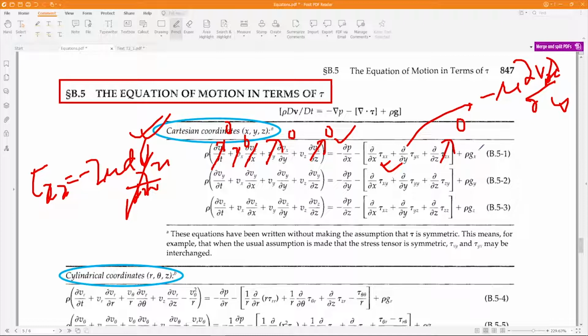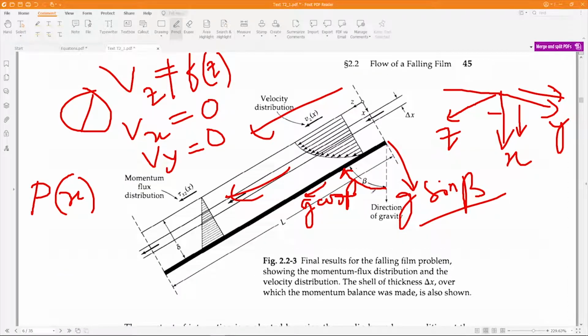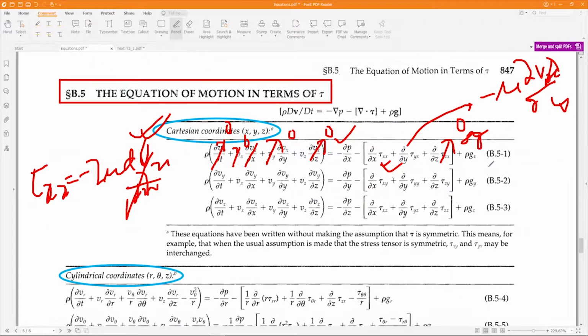And you can calculate the gx, right? What was the gx in the direction? So the g, what was the component of gravity in that problem? So component of gravity in the x direction was g sine beta. You can put it here. So it is g sine beta. Okay.